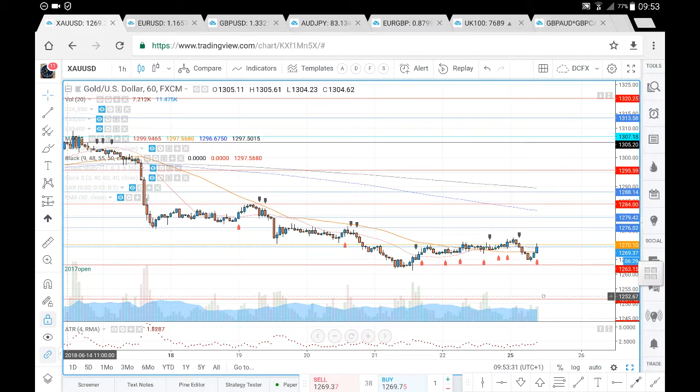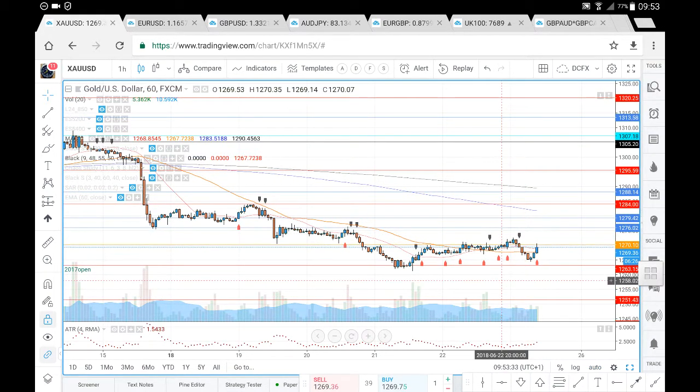So this is the XAUUSD analysis for Monday, the 25th of June. Now, let's just have a look at prices and where price may likely go. So previously we had price coming out towards this 1263.15.